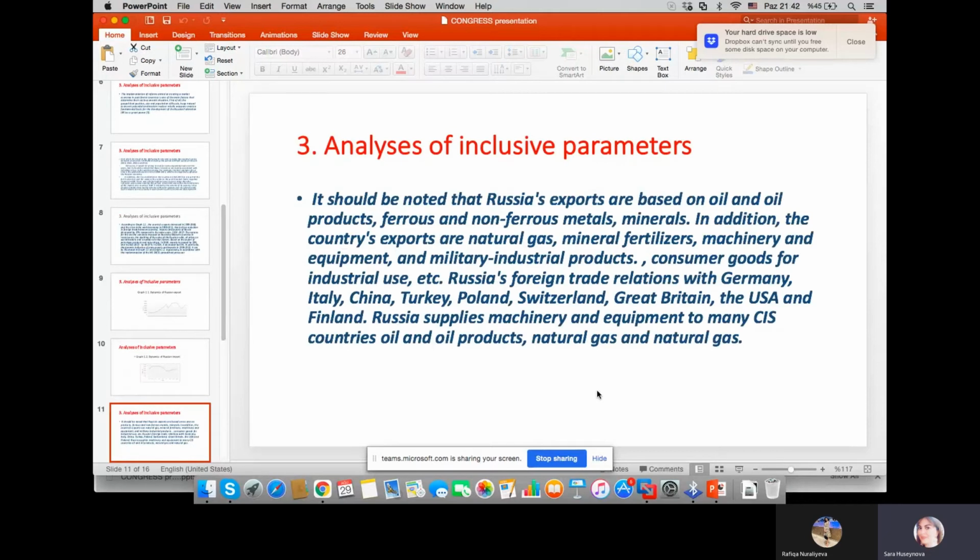And then here we have metals, minerals, and other resources of Russia. And in addition, we have exports of natural gas, mineral fertilizers, machinery and equipment, military industrial products, and consumer goods for industrial uses.